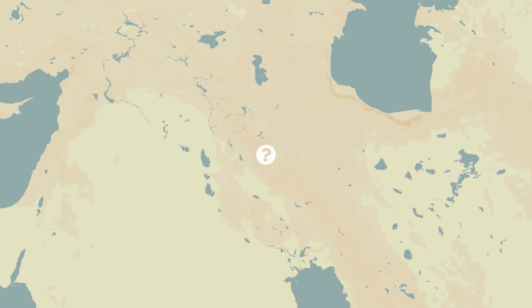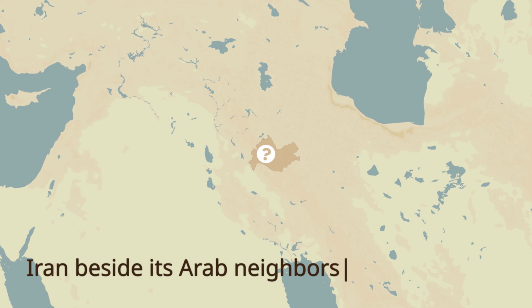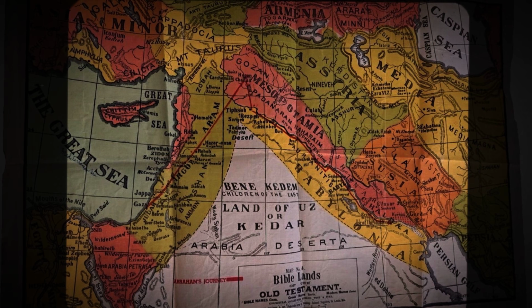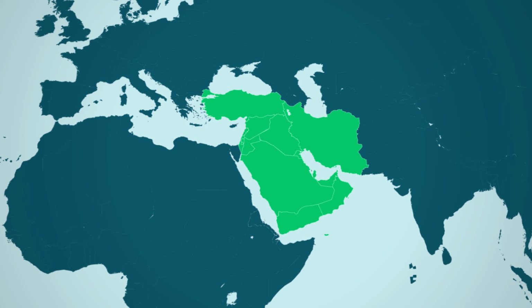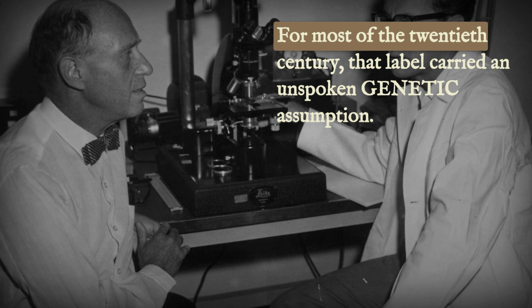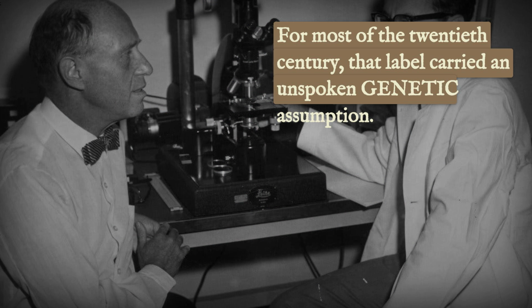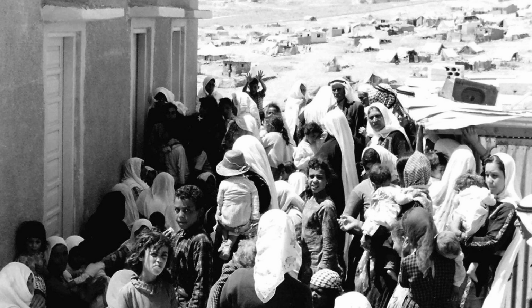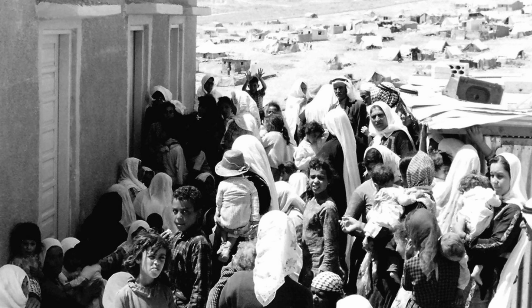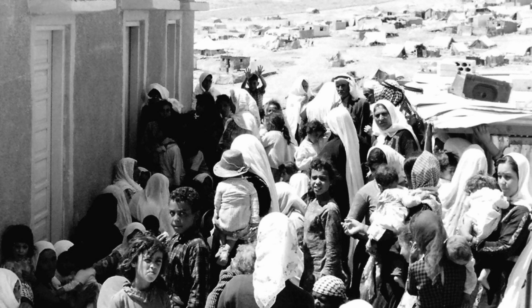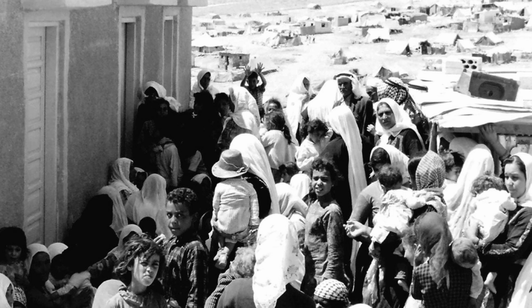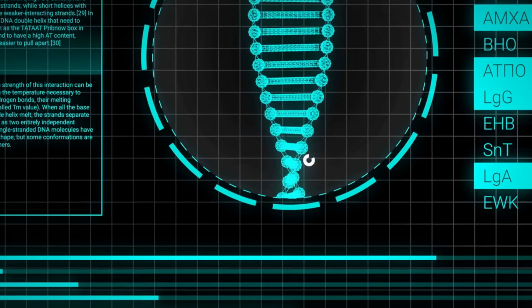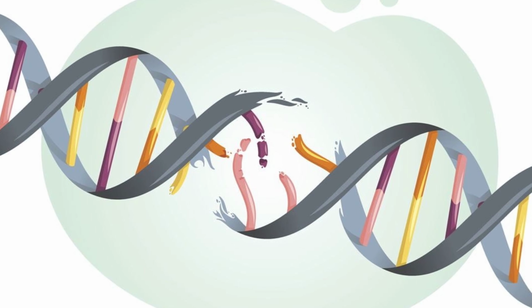Look at a map of the Middle East, and you will see Iran sitting right next to Iraq, Kuwait, Saudi Arabia. Same sun, same dust, same broad region that textbooks have lumped together for generations under a single label, Middle Eastern. And for most of the 20th century, that label carried an unspoken genetic assumption that the people living across this region were, more or less, drawn from the same ancient pool. Close neighbors, shared ancestry, minor variations at most. That assumption is wrong, and not wrong by a small margin.